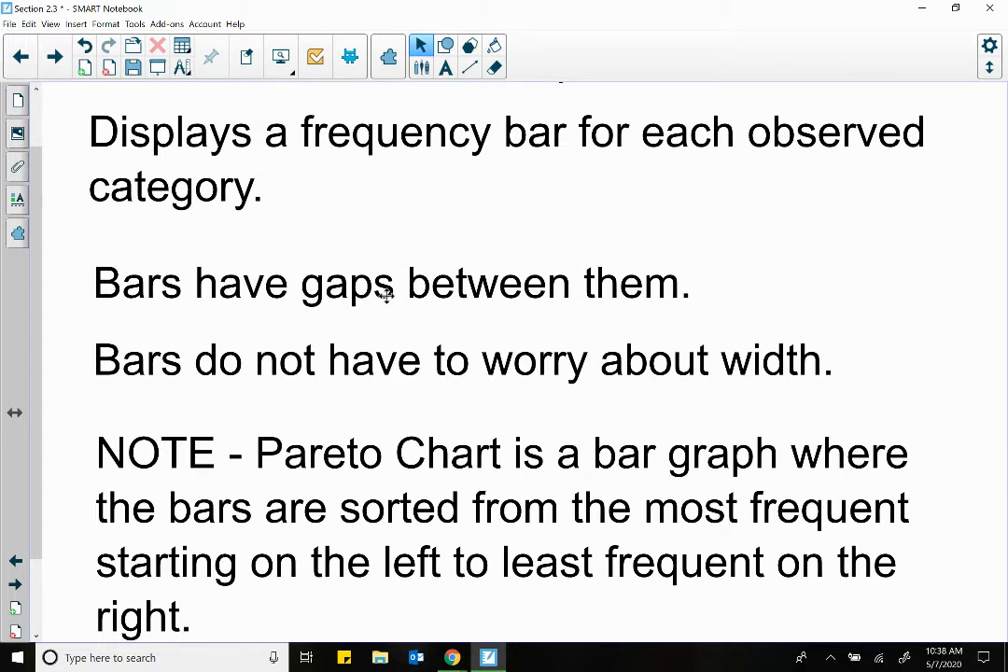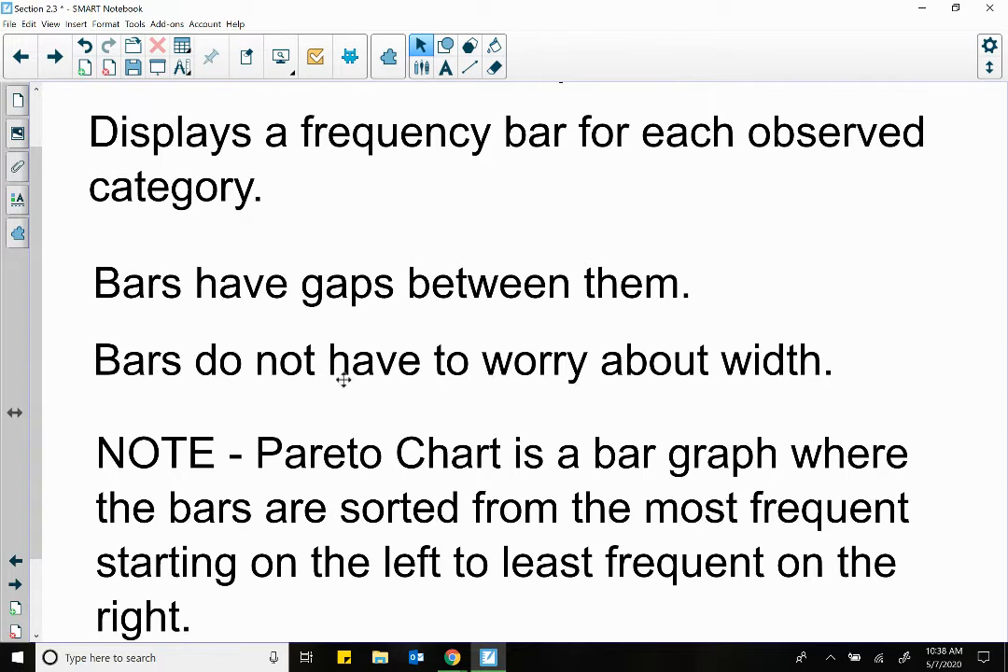There's no overlap. So, like in the histograms, there could be overlap there because basically your x-axis is like a number line. So that makes sense why those bars touch because one bar bleeds into the other. But in a bar graph, it doesn't really make sense for them to touch because they're categories.